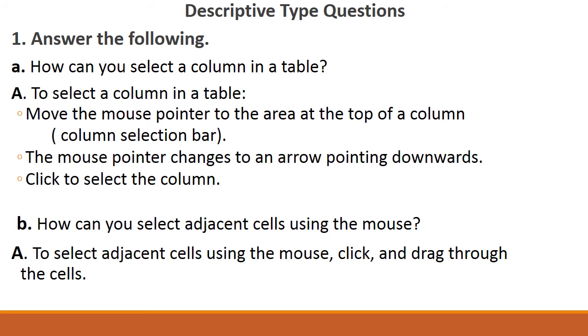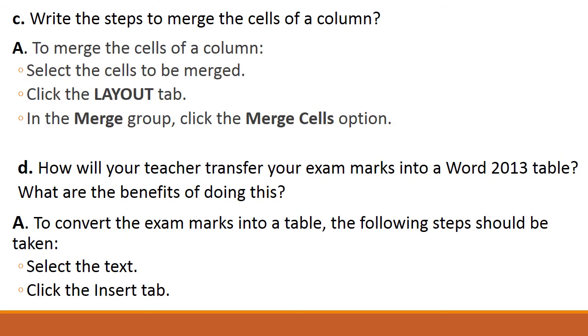The B part is: how can you select adjacent cells using the mouse? Simply by drag and drop action of the mouse. To select adjacent cells using the mouse, click and drag through the cells. Part C. Write the steps to merge the cells of a column. And the answer is: to merge the cells of a column, select the cells to be merged, click the Layout tab. In the Merge group, click the Merge Cells option.